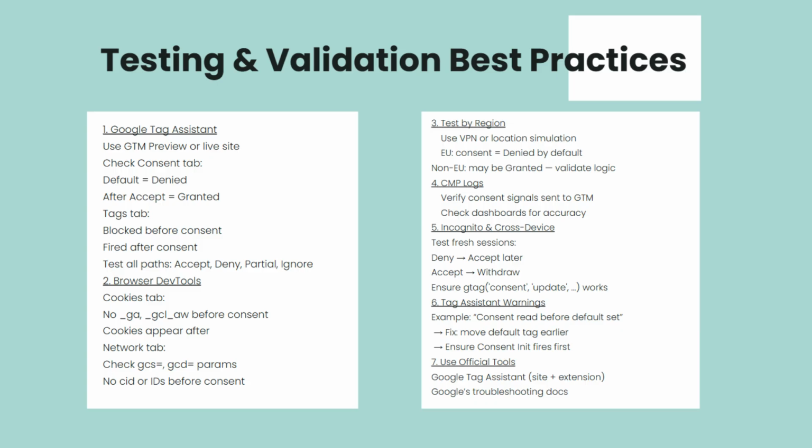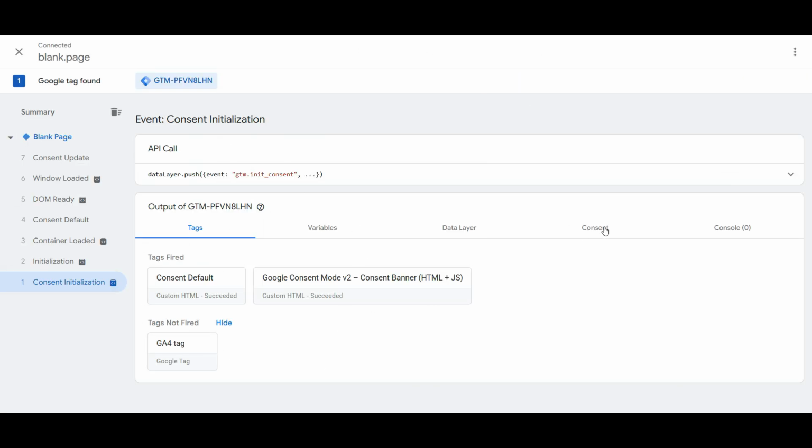For any tag that did not fire, it will say why, e.g., blocked by consent. Make sure this matches expectations. E.g., if user denied, GA4 main tag should be blocked in basic, or at least not setting cookies in advanced. If user accepted, tags should fire.